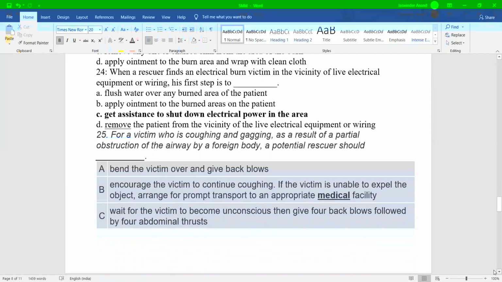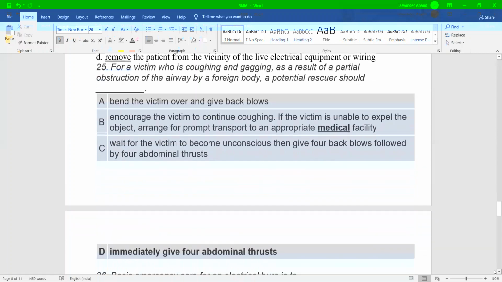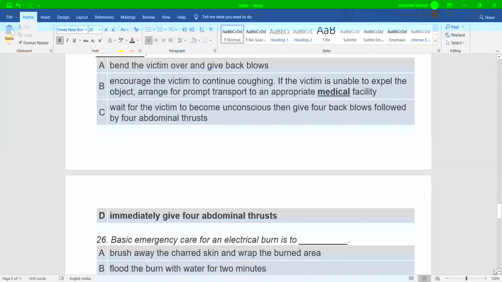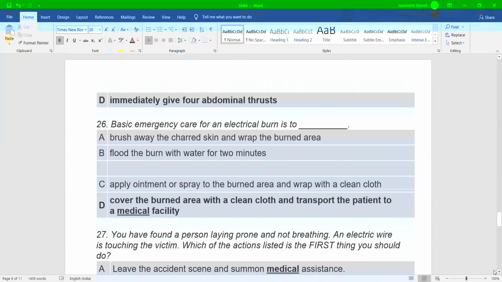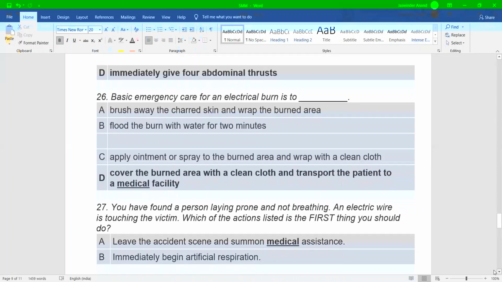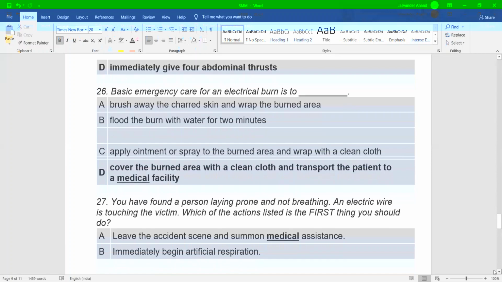Question number 25. For a victim who is coughing and gagging as a result of partial obstruction of the airway by a foreign body, a potential rescuer should, well, the answer is D, immediately give 4 abdominal thrusts. Question 26. Basic emergency care for an electrical burn is to, answer is cover the burned area with a clean cloth and transport the patient to a medical facility. This is when the patient has an electrical burn.